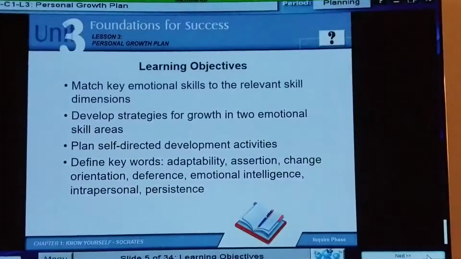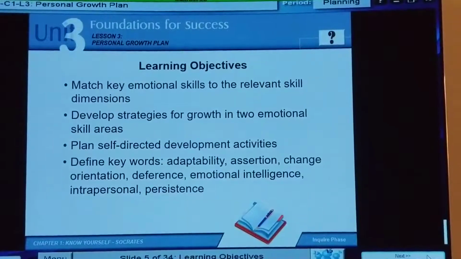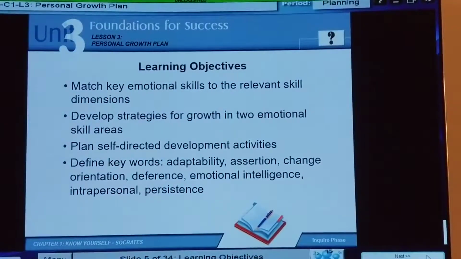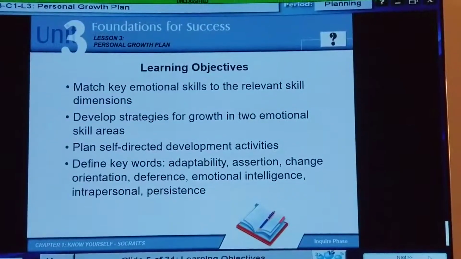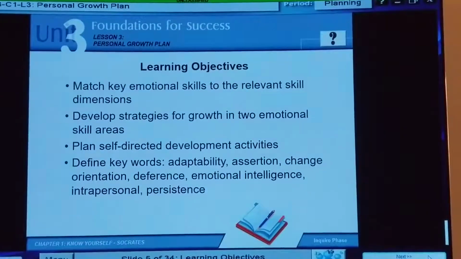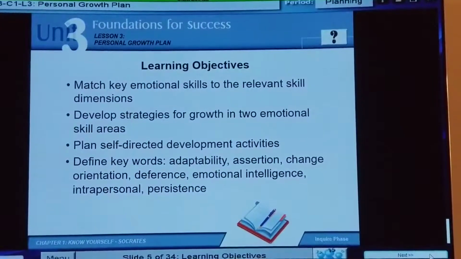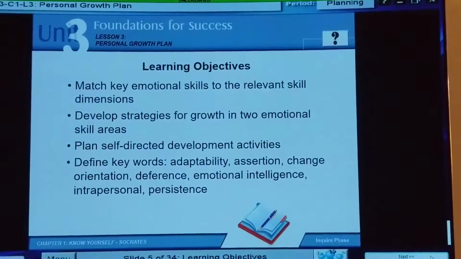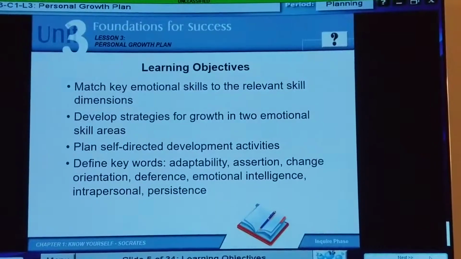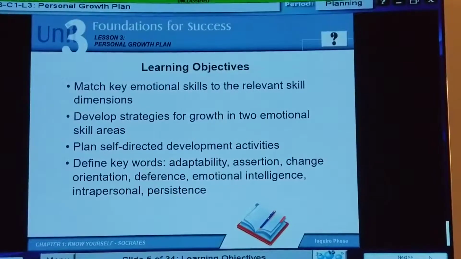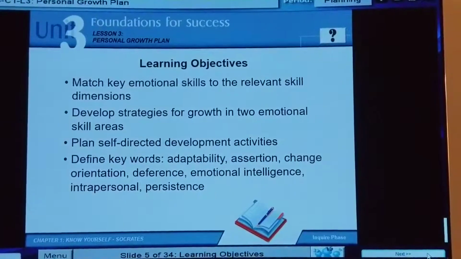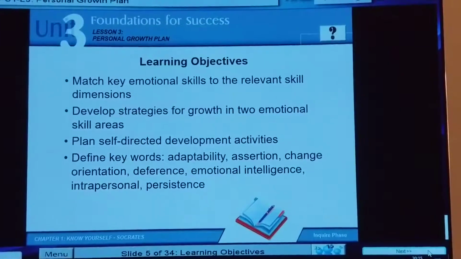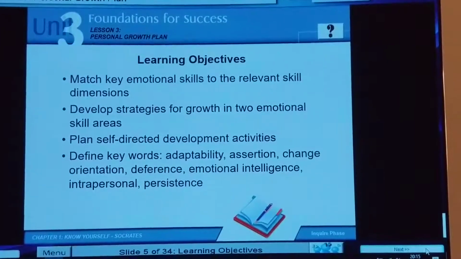Here's the student learning plan. Match key emotional skills to relevant skill dimensions. Develop strategies for growth in two emotional skill areas. Plan self-directed development activities. Define key terms: adaptability, assertion, change orientation, deference, emotional intelligence, intrapersonal, and persistence.